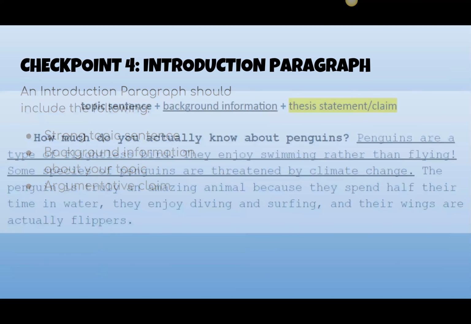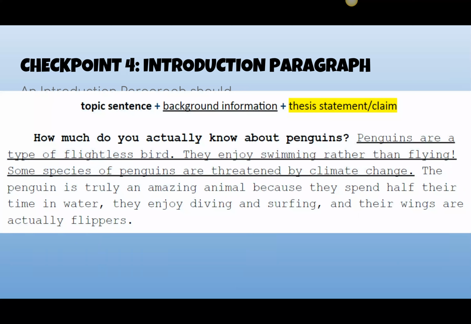One sample I just want to look at has the topic sentence plus background information and the thesis and claim. So, how much do you actually know about penguins? This is that person's topic sentence. It's their hook. It got them in. The underlined part is the background information. Penguins are a type of flightless bird. They enjoy swimming rather than flying. Some species of penguins are threatened by climate change. That's some background information. Now this last part goes into the thesis statement or claim. The penguin is truly an amazing animal because they spend half their time in water, they enjoy diving and surfing, and their wings are actually flippers.